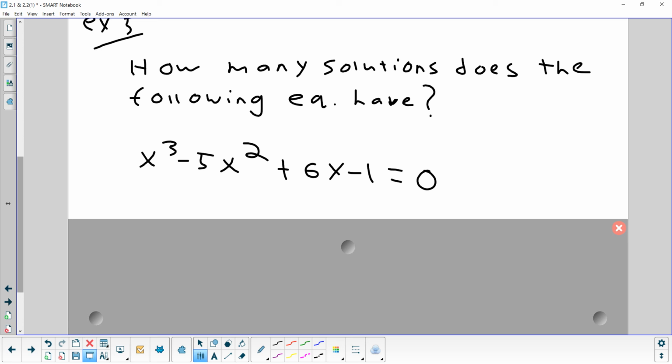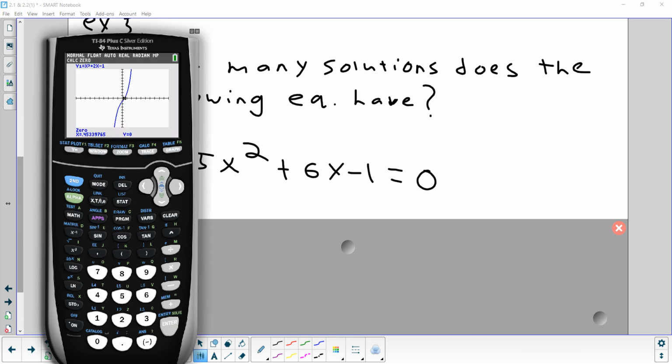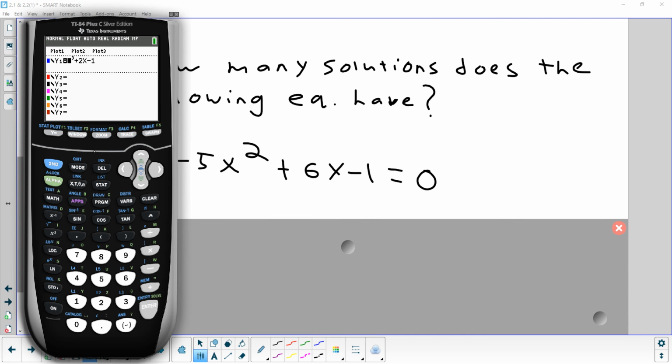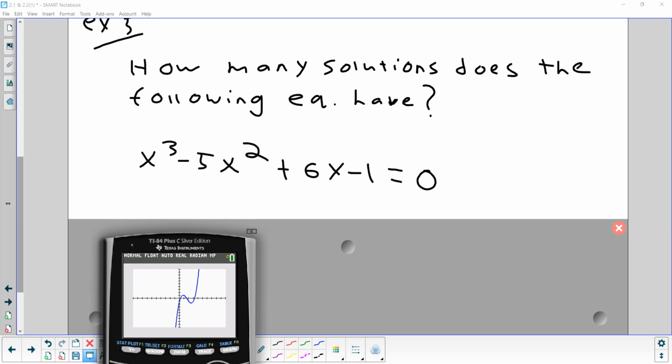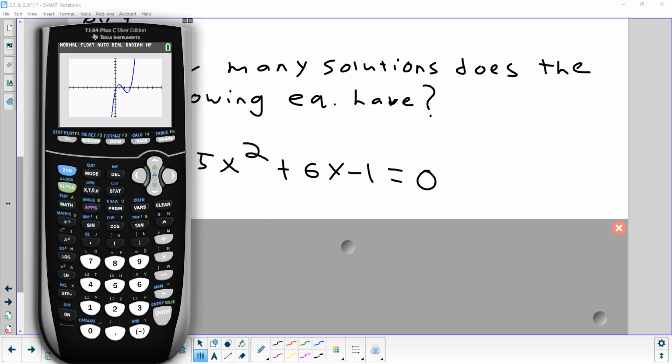All right, so let's see how many solutions this equation has. So we've got x cubed minus 5x squared plus 6x minus 1. What's x cubed plus or minus? I think it was x cubed minus 5x squared. Is that what I typed in? X cubed minus 5x squared plus 6x minus 1. Okay. All right, how many solutions does it look like this equation has?